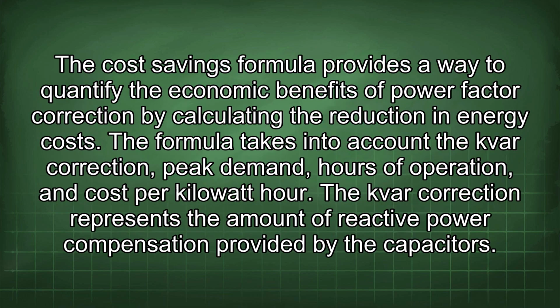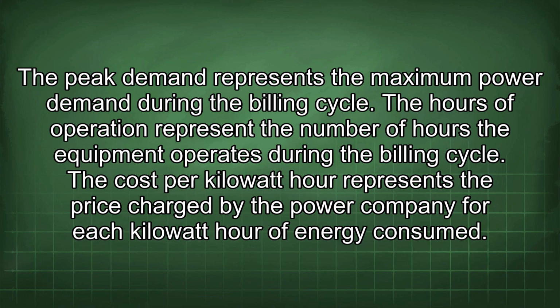The cost savings formula provides a way to quantify the economic benefits of power factor correction by calculating the reduction in energy costs. The formula takes into account the kvar correction, peak demand, hours of operation, and cost per kilowatt-hour. The kvar correction represents the amount of reactive power compensation provided by the capacitors. The peak demand represents the maximum power demand during the billing cycle.